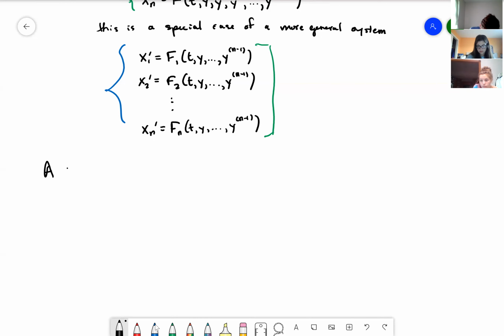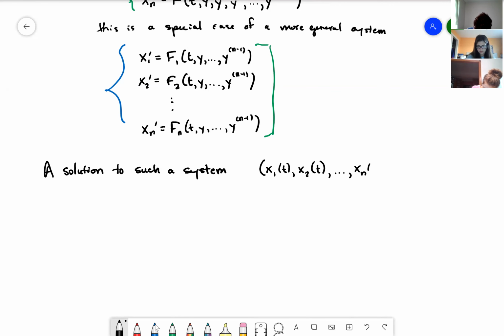Now, a solution to such a system, and we're talking about it now in the broadest generality possible, but we'll deal with specific cases soon. A solution to such a system is a collection x1 of t, x2 of t, all the way up to xn of t. It's a collection of functions.